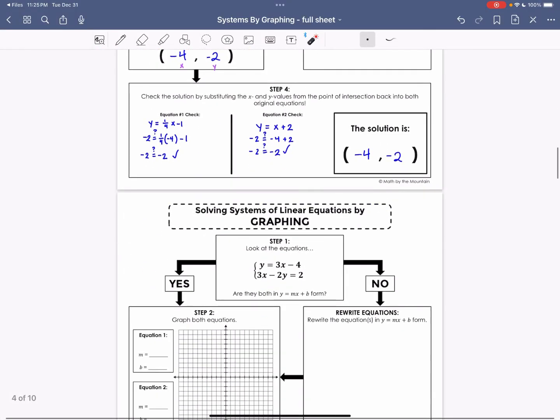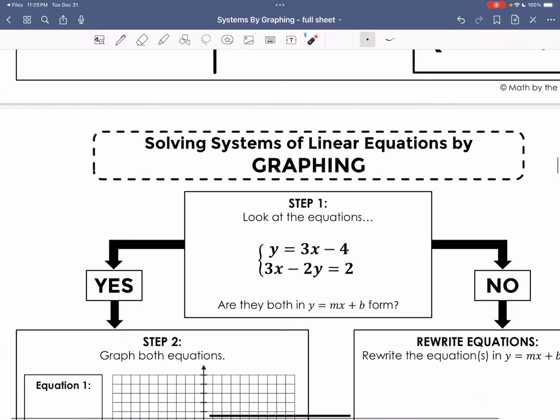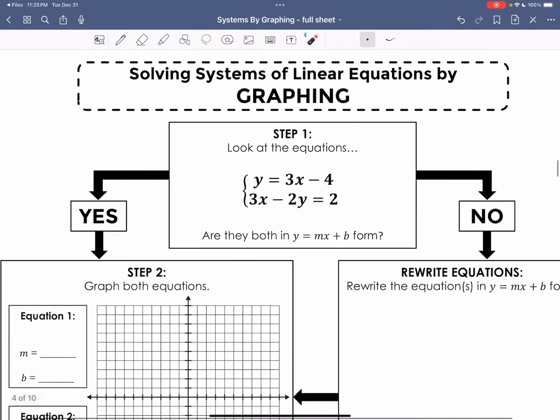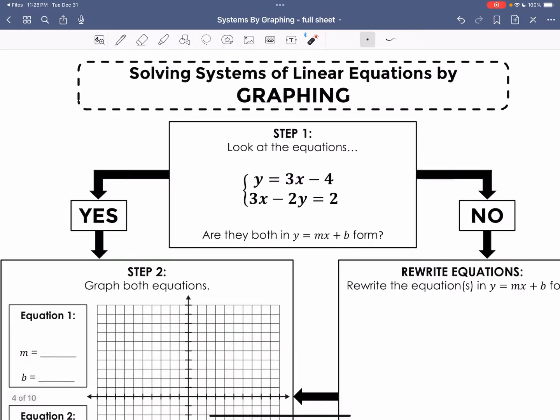All right, going to a second example. Again, we are going to do 3 total examples. This time we have y equals 3x minus 4, and then our second equation is 3x take away 2y equals 2. So step 1 says, look at our equations. Are they both in y equals mx plus b form, also known as slope-intercept form? No. The top equation is in y equals form, but the second one certainly is not.